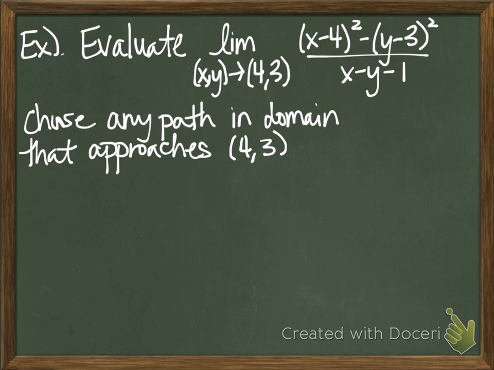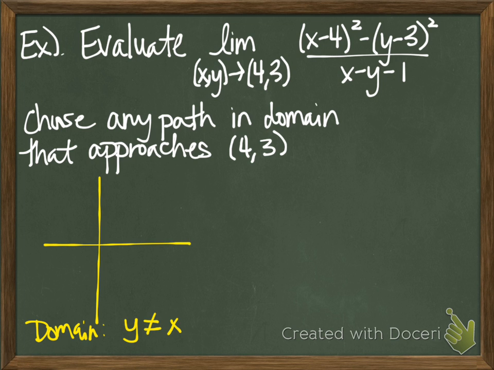Okay, so the first step is going to be, let's actually sketch what the domain is for this function. So notice the only place I'm going to have an issue is where my denominator is 0. So if we look at the domain, the denominator is going to be 0 when x minus y minus 1 is 0, or when y is equal to x minus 1. Okay, that's the only place I have an issue, and so on my graph here, let's say this is x, this is y. We'll go ahead and sketch this as this line here. Okay, so that's not in the domain.